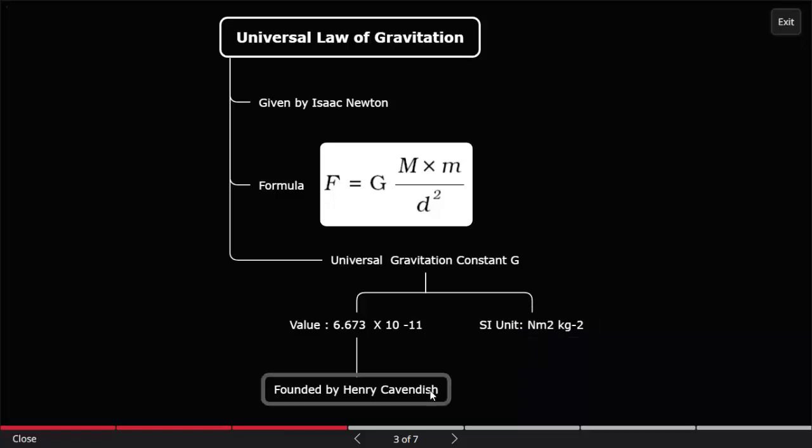One of the most important questions in this is, who found this universal gravitational constant? His name was Henry Cavendish. He did a sensitive experiment through which he was able to calculate the value of the gravitational constant. So just remember this name, Henry Cavendish. He found the value of the universal gravitation constant G.